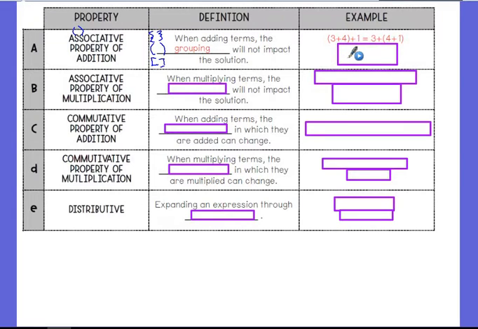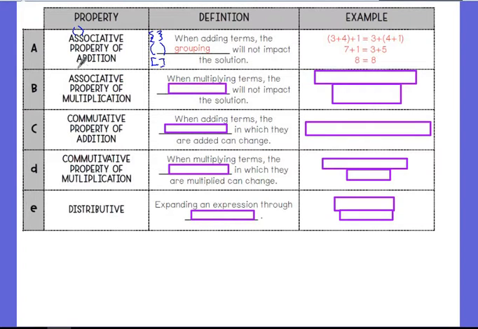You don't have to write this bottom part, but it just shows that if I do the straight addition, I'm going to get the same answer no matter where the parentheses were. That's what associative property means. Parentheses don't matter if I have straight addition. Then you have associative property of multiplication.